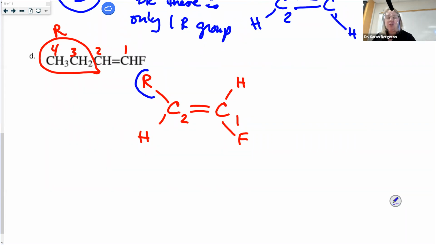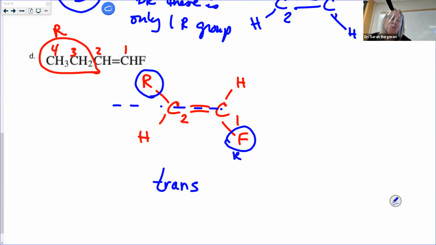Okay, what did I draw? If I have one R group here, what's F really? It's another R group. So what did I draw? Trans. Because they're on opposite sides of the double bond. So if you draw basically a dashed line that goes through the double bond, you can see that one R is above and one R is below, right? So let's draw the other configuration.